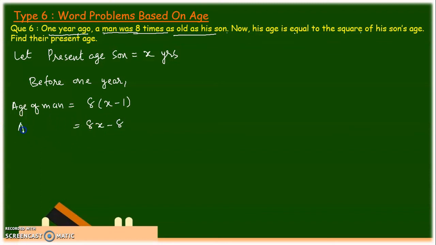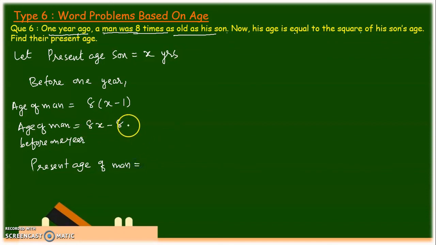So this is the age of the man before 1 year, right? So the present age of the man will be how much? It will be equal to, we have to add plus 1, so it will be 8x minus 7. Okay, minus 8 plus 1 will be equal to minus 7. So the present age of the son is x years and the present age of the man is 8x minus 7 years.